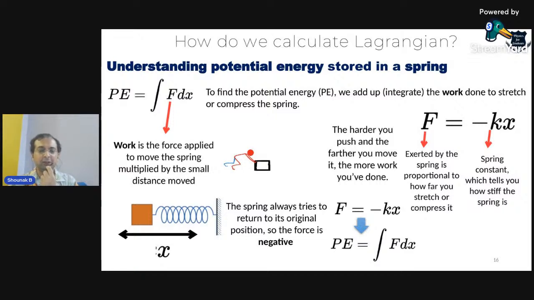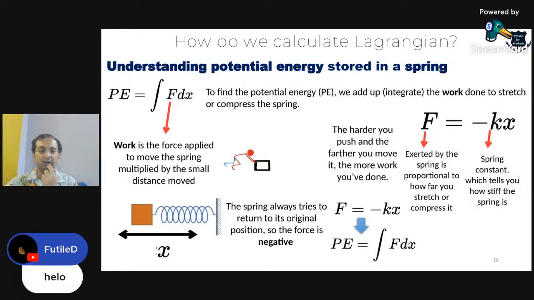So simple, we use F equals minus kx, which is Hooke's law, and it tells us that the force exerted by the spring is proportional to how much you stretch or compress it. The spring always tries to return to its original position, and that is why it is negative. That means it opposes the direction. I cannot show you the animation, so it comes back. K is the spring constant, which tells you how stiff the spring is, and x is the distance you stretch or compress the spring. And once we substitute this F equals minus kx, we get PE equals the integral of F dx.